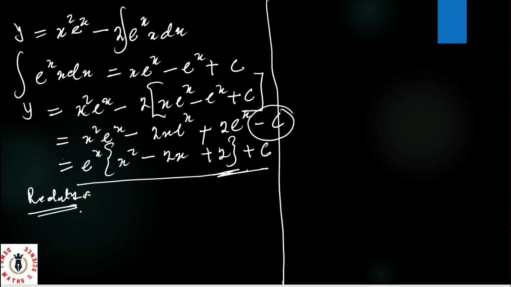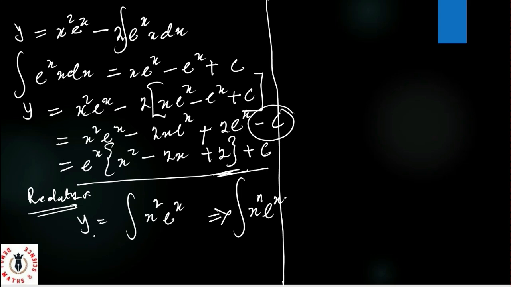Now let's apply a reduction formula. If you look at y equals the integral of x squared e raised to power x, I can relate this to the form of the integral of x raised to power n e raised to power x. Instead of calling it y, let's call it I_n, because I want to make it into a series form, equal to the integral of x raised to power n e raised to power x.